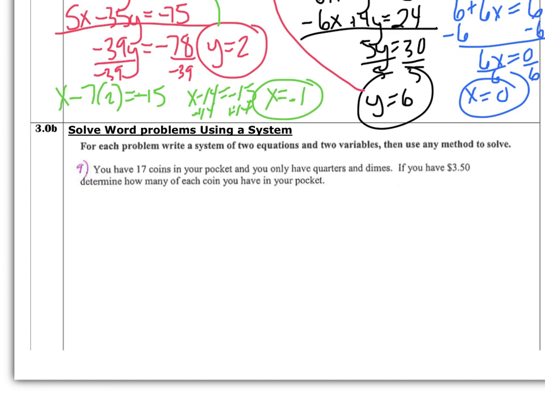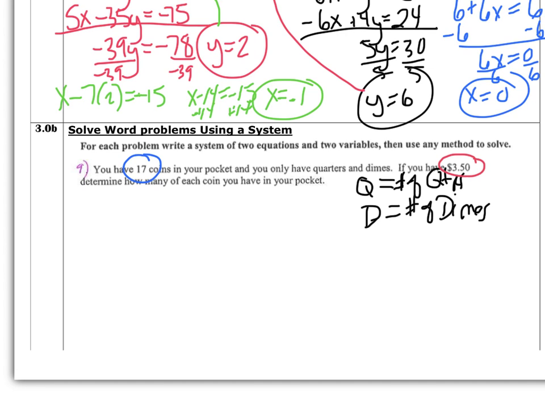So let's define the variables first. Why don't we use Q for quarters, D for dimes. We'll just say Q is the number of quarters, and then D is the number of dimes. So if you look at it, the very first statement here talks about we have 17 coins in our pocket. So that's going to be one equation. The next equation talks about we have $3.50, so in terms of the dollars. So one is about the quantity of coins and one about the value. So the first equation for the quantity of coins, if we know we have 17 coins in total, what equation could we write for that?